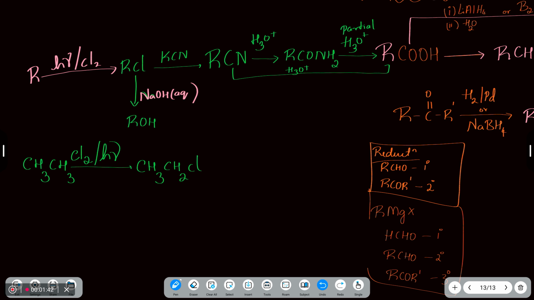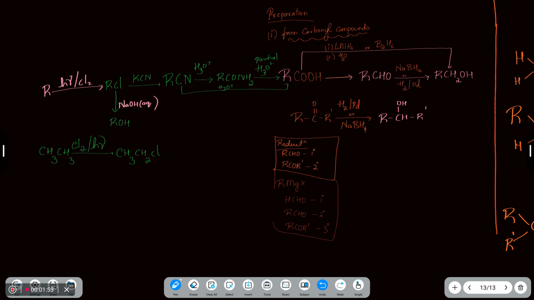This is the route map that you have. But you need to know how to spot the route map. Understood? Have you written this route map in your notes? Write it down. See, this is for aliphatic. Whenever aliphatic conversions are given, you can follow this. Okay?